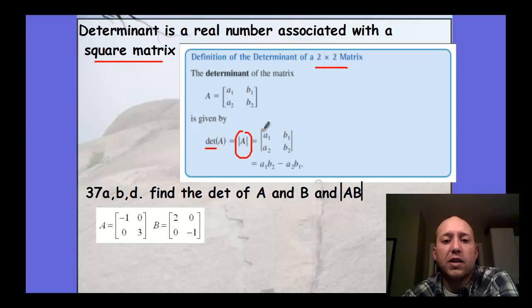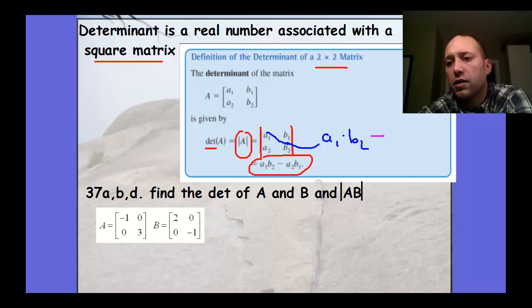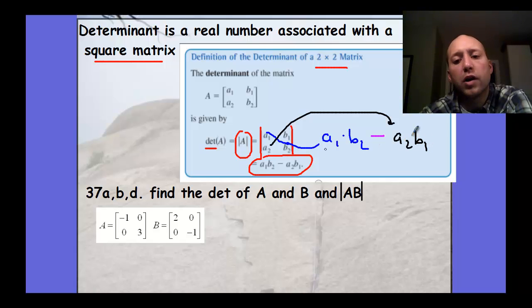If we have vertical lines around the matrix instead of brackets, then we know we're finding the determinant. To find the determinant, it's the downward diagonal, A1 times B2, minus the upward diagonal, A2 times B1, and that's the process. It's the same thing as the denominator of the scalar when we were finding the inverse the other day.